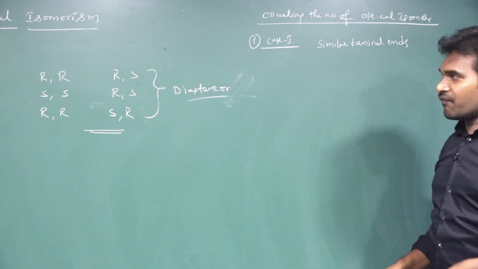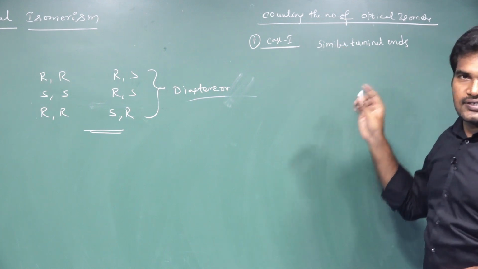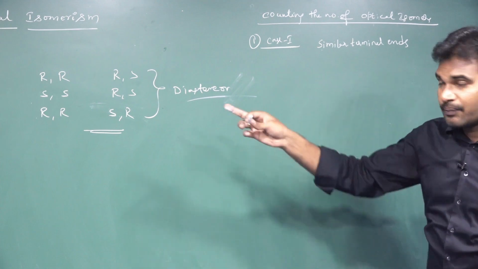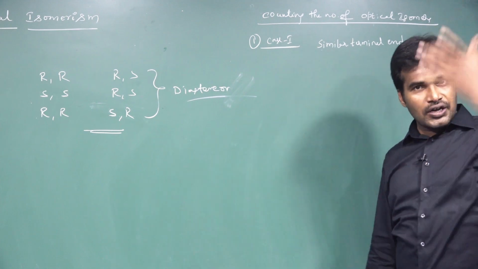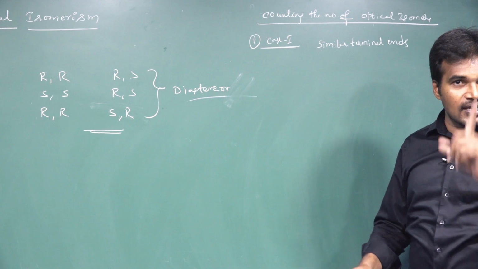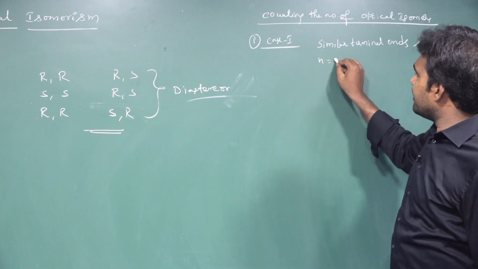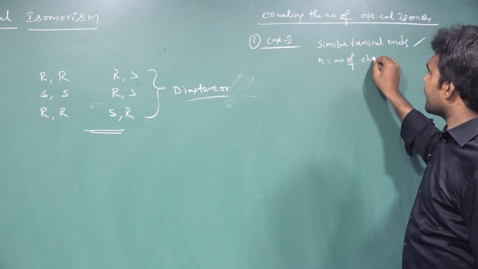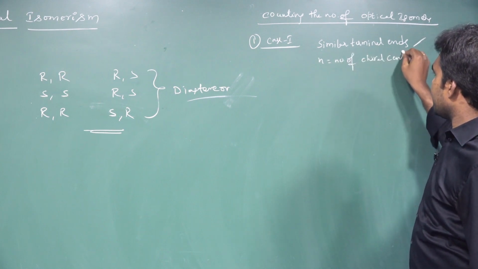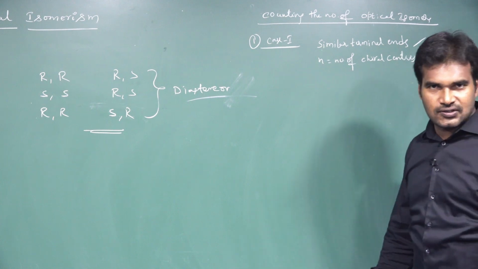Okay, the first case we will follow when similar terminal ends. Both the terminal ends are same. For example, tartaric acid you take. COOH is COOH. Terminal ends are same. That is the first condition. And here N indicates number of chiral centers.